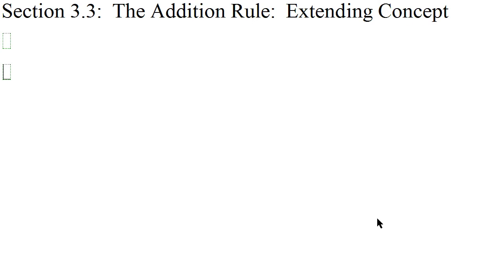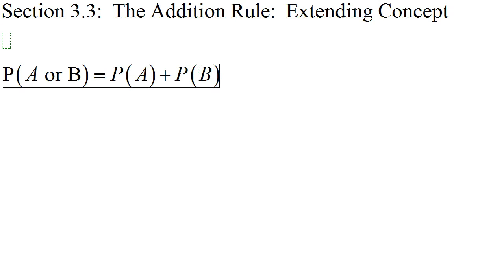In section 3.3 we learned about the addition rule. Basically we came up with a formula, P of A or B. Instead of and, we have or now, which is addition. But when events are not mutually exclusive, we also had to subtract a piece, A and B. And just to help you remember, we used a Venn diagram to show this.